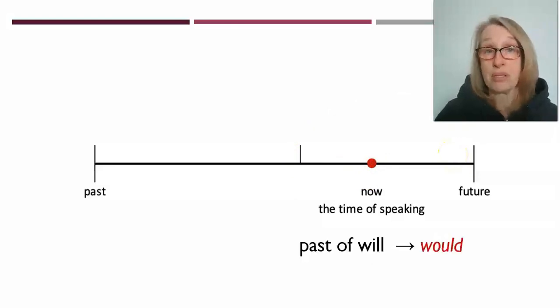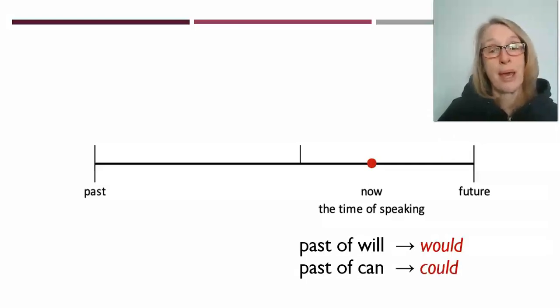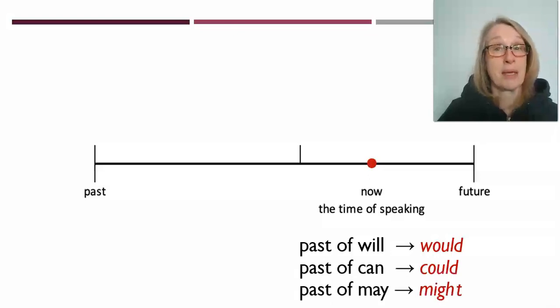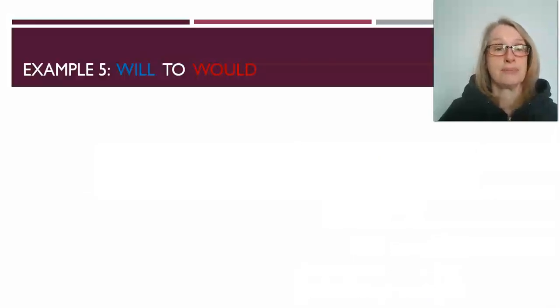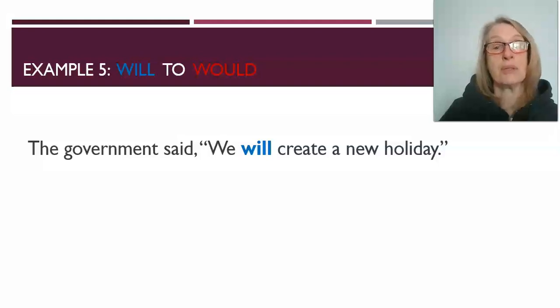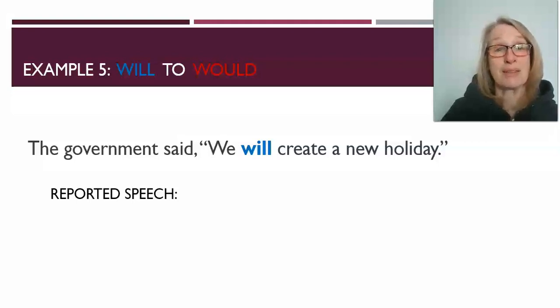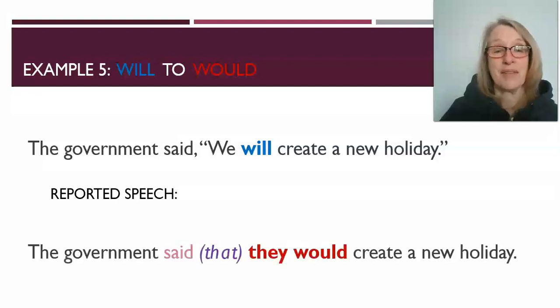So when we report something that a person was saying will happen, we have to put that modal verb into the past tense. Past of will is would, past of can is could, and the past of may is might. Here's some examples. The government said we will create a new holiday. Reported speech would be, did you get it? The government said they would create a new holiday.